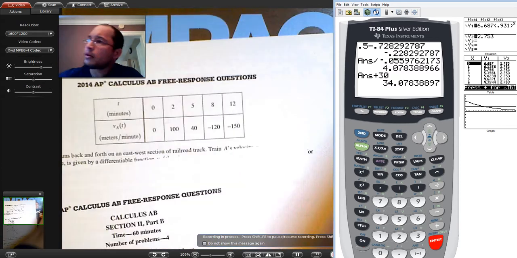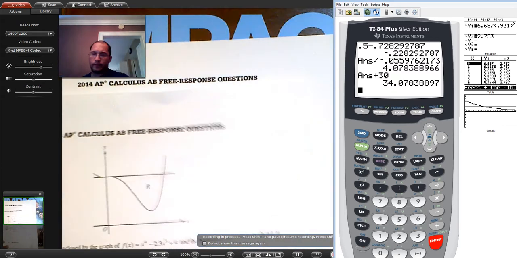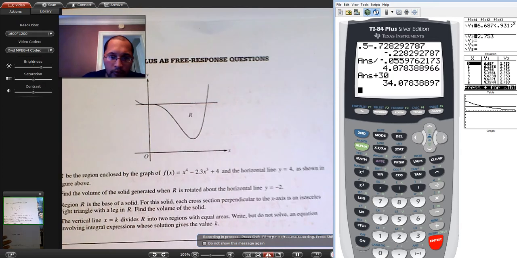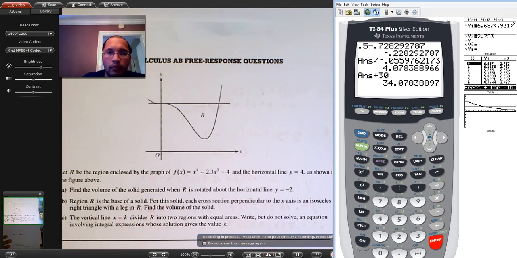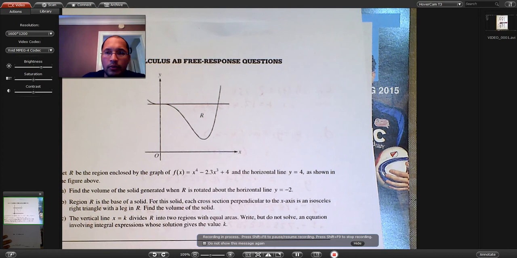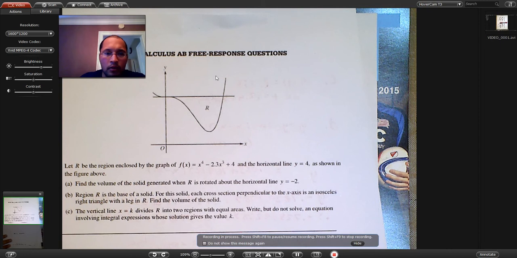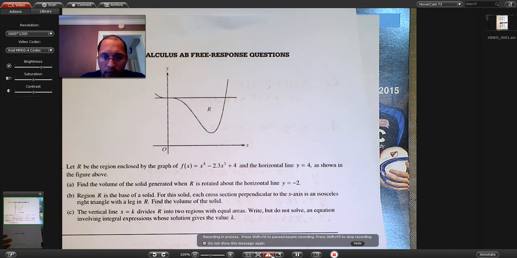Number 2, here we go. Alright, here we go. So, let's blow this up. Well, we got to balance between. Let's do full screen. See if we can do full screen. Nope.